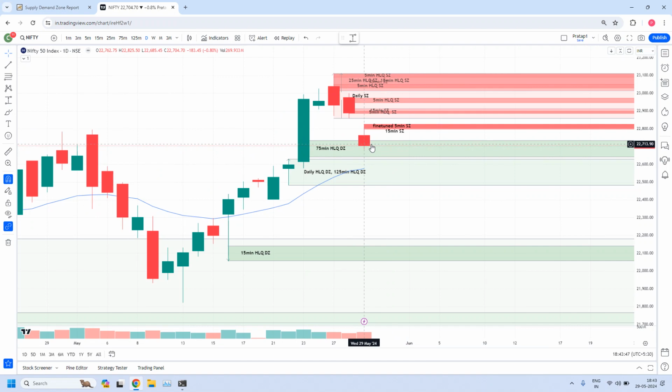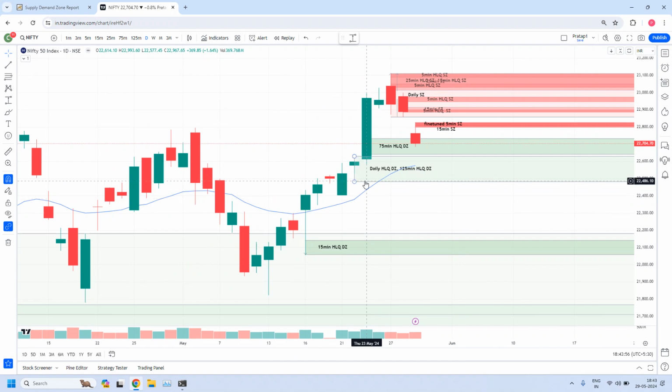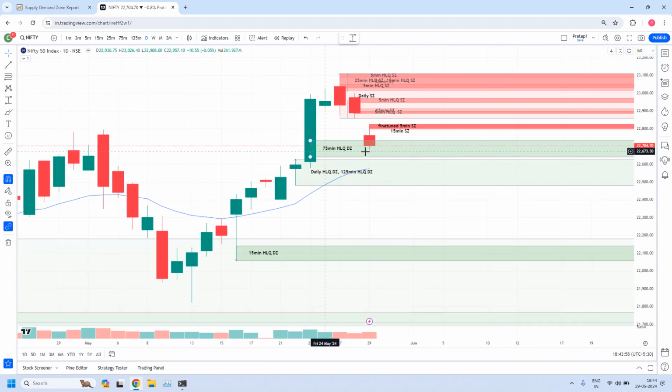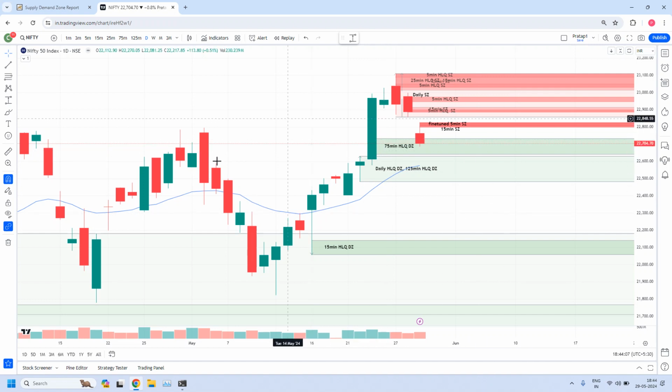I already explained how we captured the 90 points move from this zone, in the HLQ analysis video. In case you did not listen to that video, please listen. This 75 minutes high liquidity demand zone has given a 90 points move, a long trade. After that, the fine-tuned 5-minute zone is pierced after getting the trade. Now price is closed inside this zone.